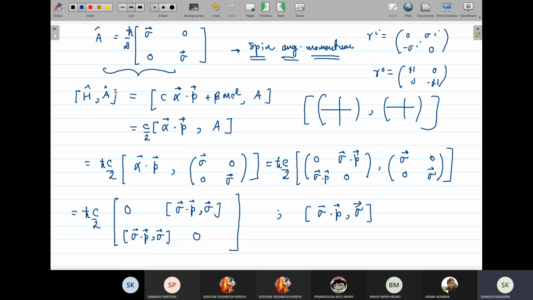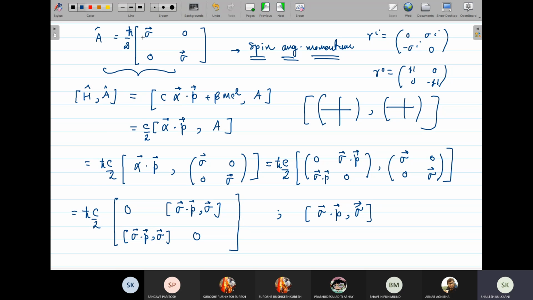Okay, so your orbital angular momentum and spin angular momentum do not individually conserve simultaneously. Total angular momentum is conserved, or it is a constant of motion. So this is how the Dirac theory incorporates the spin.